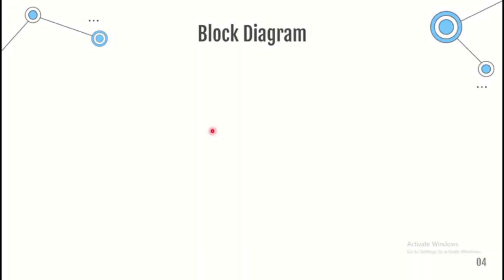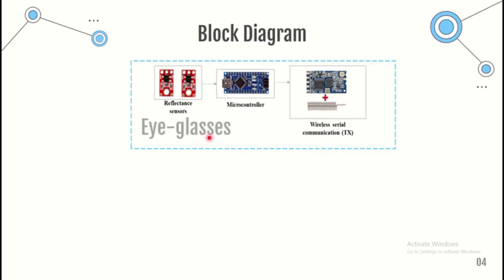In order to demonstrate the system operation process, the block diagram was created. First, the system consists of two functional subblocks, starting with the first subblock, which is responsible for monitoring and recording the eye's direction, and is placed in the eyeglasses. Two reflectance sensors are placed to the right and the left of the eye, and the combination of their signals can indicate the position of the iris.